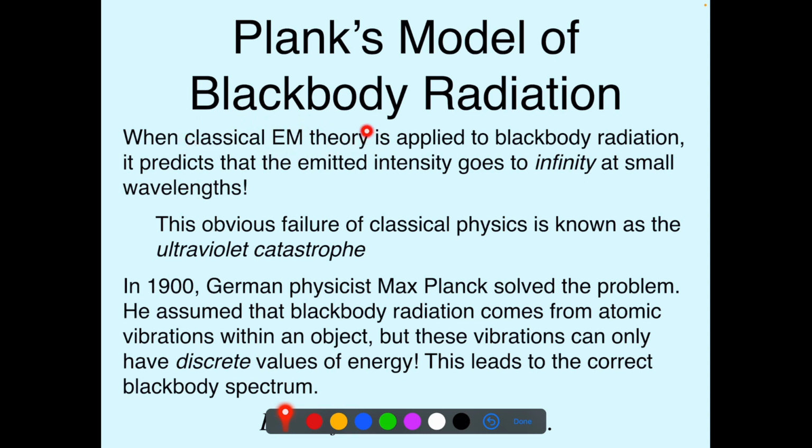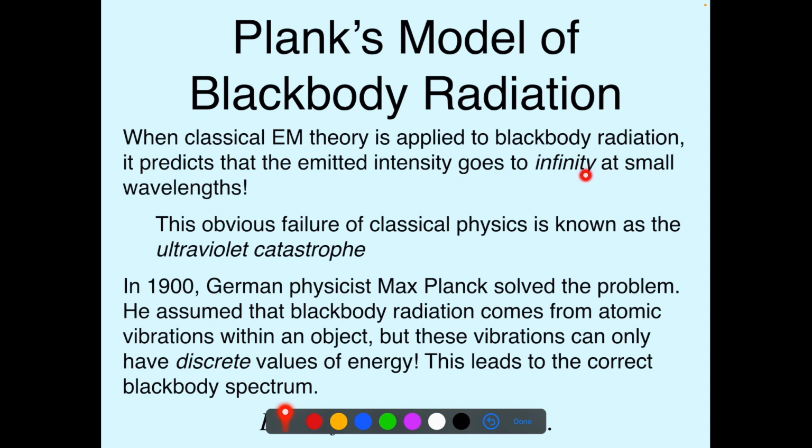If you take Physics 46, you'll learn about Maxwell's equations. If you try to apply that to the problem of blackbody radiation, what you get is a very bad prediction. The prediction is that the emitted intensity blows up to infinity at small wavelengths. So we obviously know what actually happens, right? I showed you in the graph 2 slides ago that at small wavelengths, the intensity actually goes to 0, right? But the prediction of classical electromagnetic theory is that it blows up to infinity.